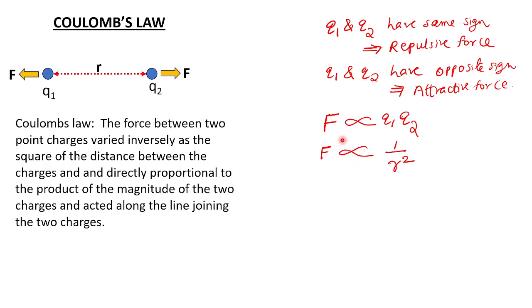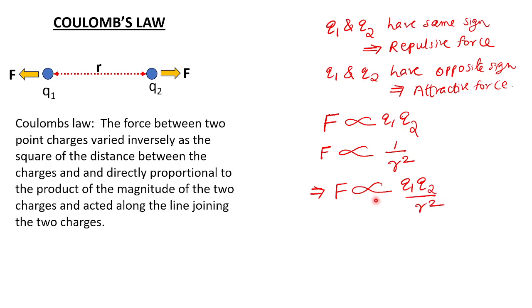Understood? Proportional means that if the right side is doubled, the left side will be doubled. If the right side becomes 10 times, the left side becomes 10 times. That is the meaning of directly proportional. So if F is proportional to two quantities, we can combine them: F will be proportional to the product of them, q1 q2 into 1 by r square, that is q1 q2 divided by r square.